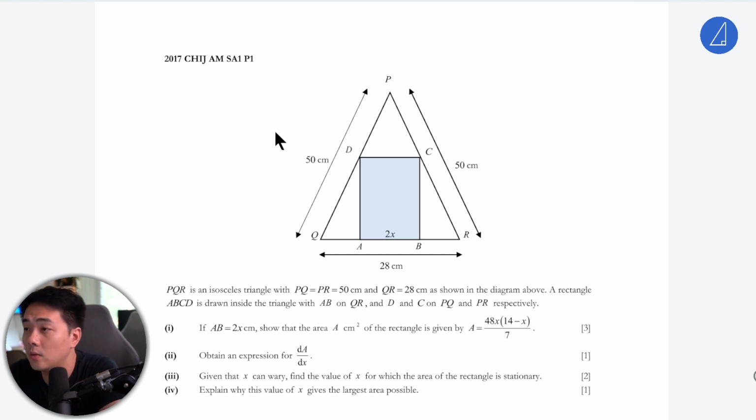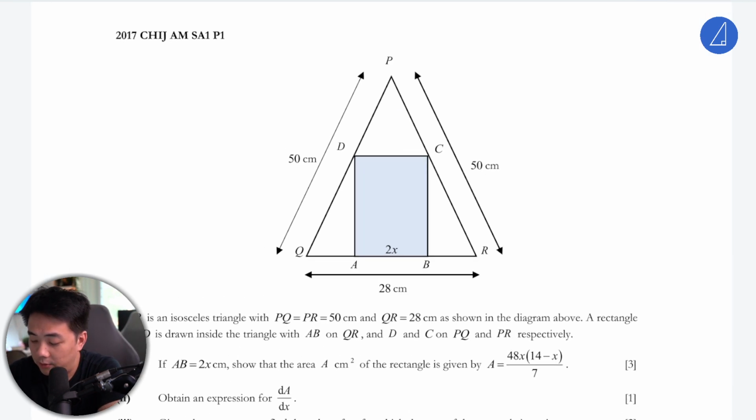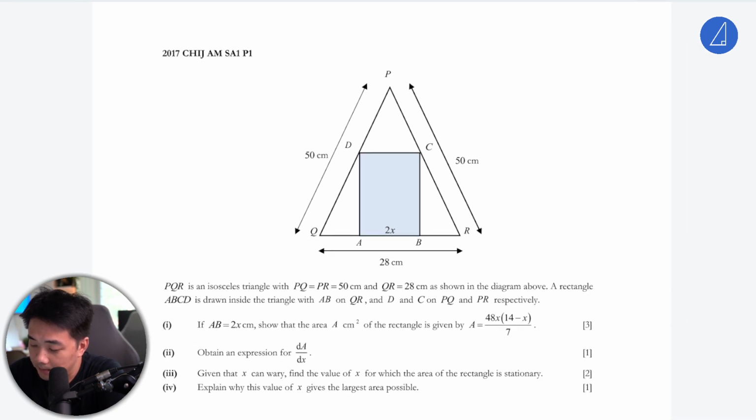So we're given that PQR is an isosceles triangle with PQ and PR 50 cm. That's pretty okay. Shown in the diagram above, QR is 28. So this is a rectangle here. A rectangle is being drawn. Show that if AB is 2x, the area of the rectangle, this shaded region here, is actually this expression here.